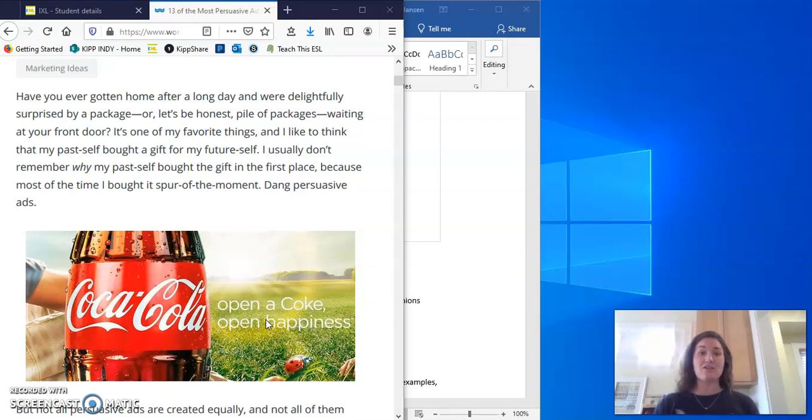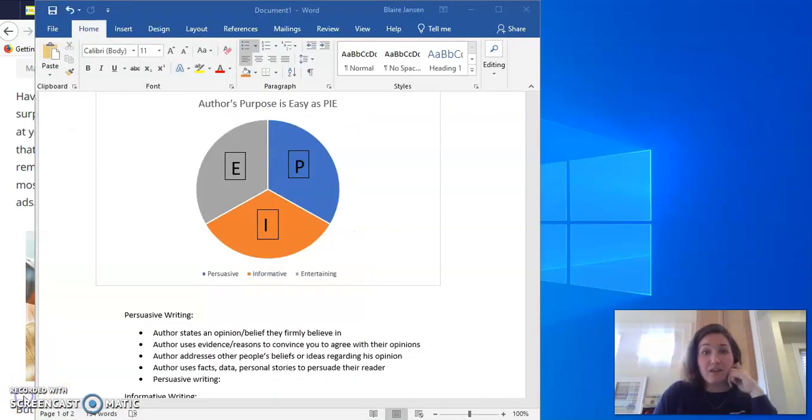Oftentimes, news outlets, newspapers, even though they're not supposed to do this, will try to persuade you to agree with them, sometimes using facts, sometimes using tricky rhetoric. But the most persuasive writing we see has claims, has reasons, has evidence, has things that make you want to agree with the writer. Now, our last form of writing, or our last purpose in writing, is to entertain.